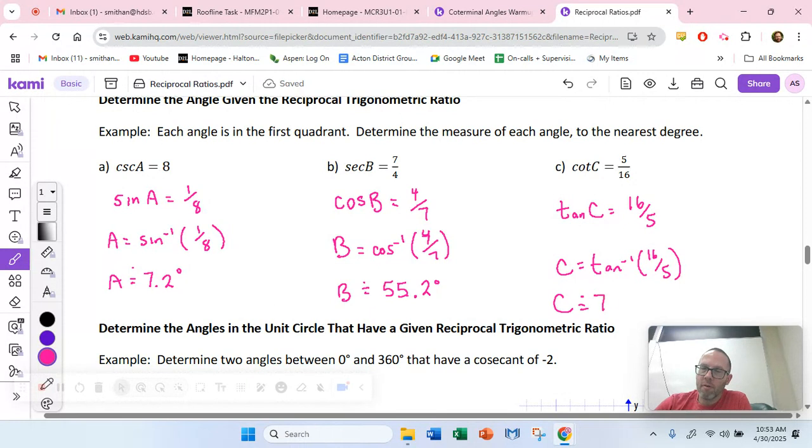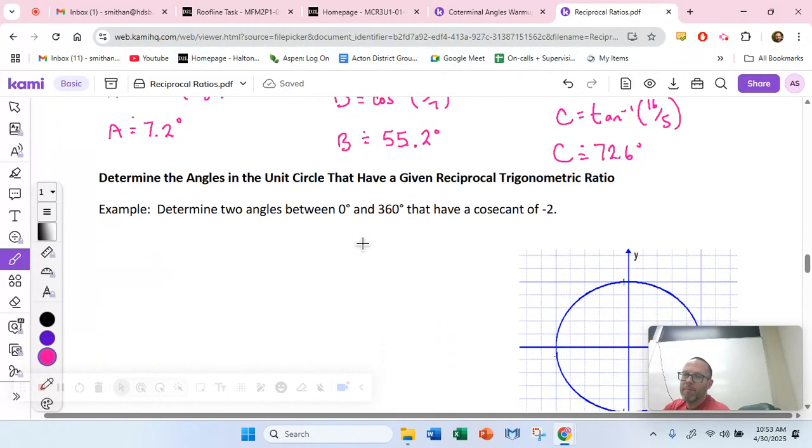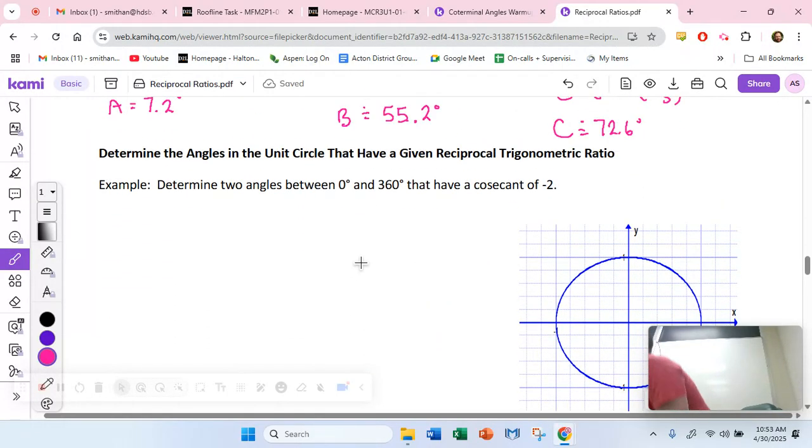(72.6 degrees). It's just flipping stuff. You guys can all do it. And we'll wrap up with this. So problems we've been doing already, like the warm-up, we can now do with our 3 other ratios.